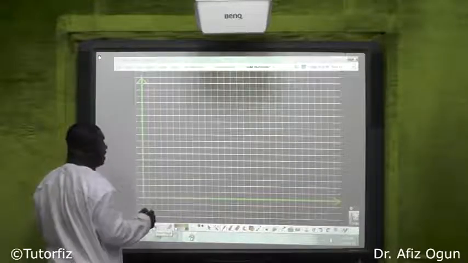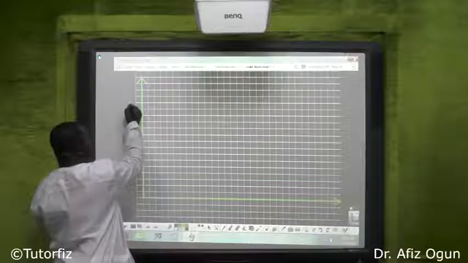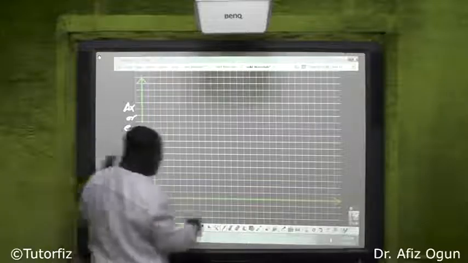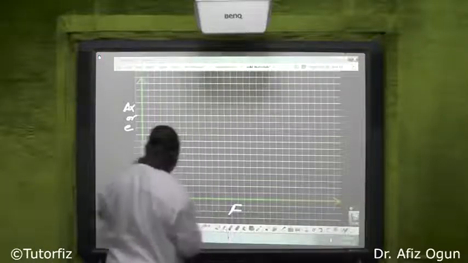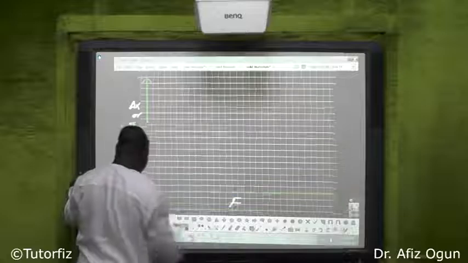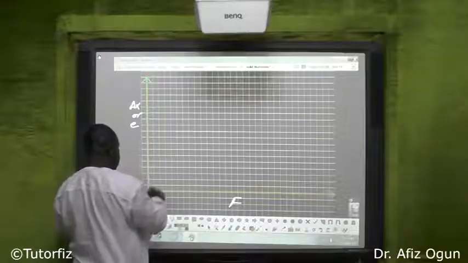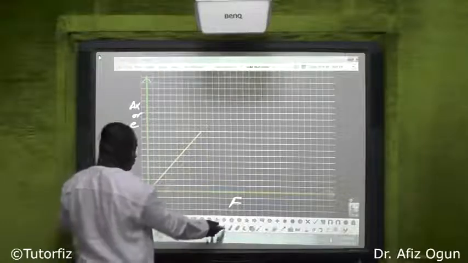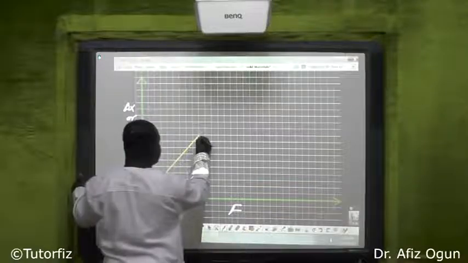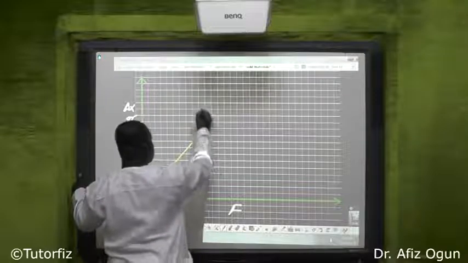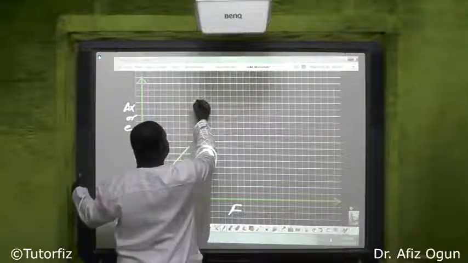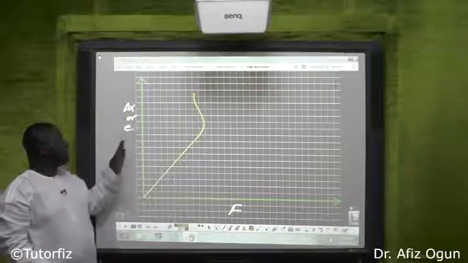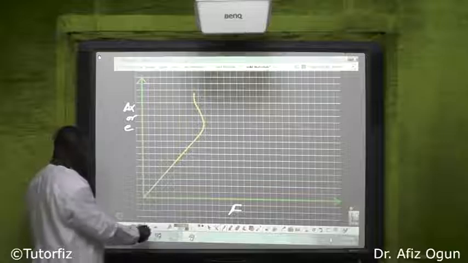This graph can be drawn in another way, if extension delta X or e is on this side and force is on this side. Of course, the shape of our graph will change. Don't be deceived in an exam if you see extension on the other axis. So now let's go back to the first graph.